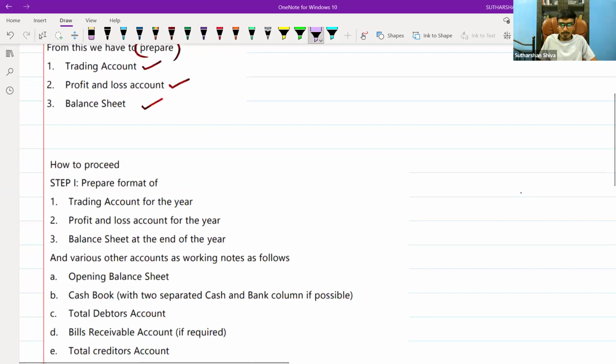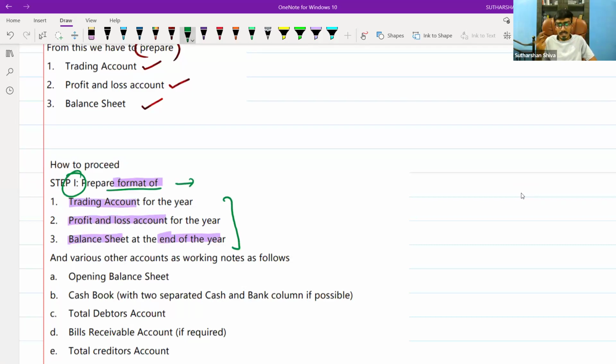Our first step in the process is to prepare the format. The requirement of the question is three: one is the trading account, profit and loss account, and the balance sheet. So we will prepare a format of the trading account, a format of the profit and loss account, and a balance sheet at the end of the year. This is the main answer. Your step one is to prepare a format of the main answer, and they are going to value this.